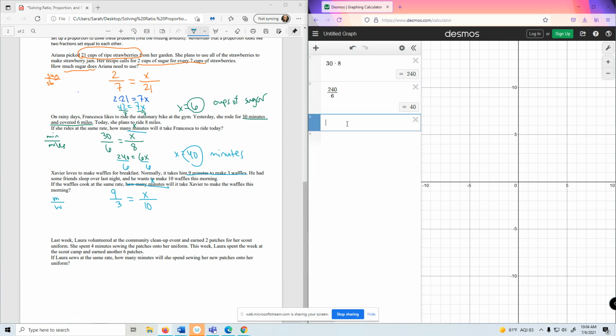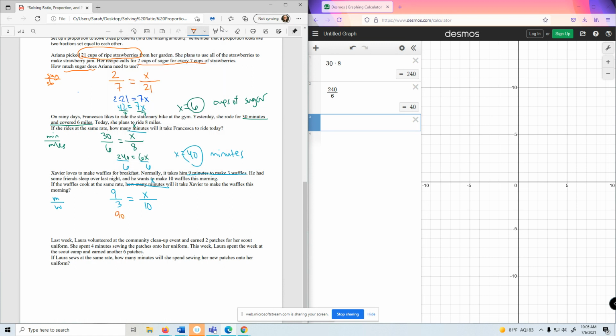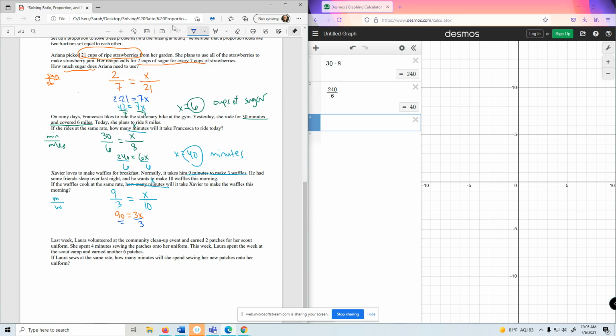Now we just solve this proportion by cross multiplying. 9 times 10 is 90. 3 times x is 3x. And then divide both sides by the number in front of x to solve. 90 divided by 3 is 30. So we get x equals 30 minutes.